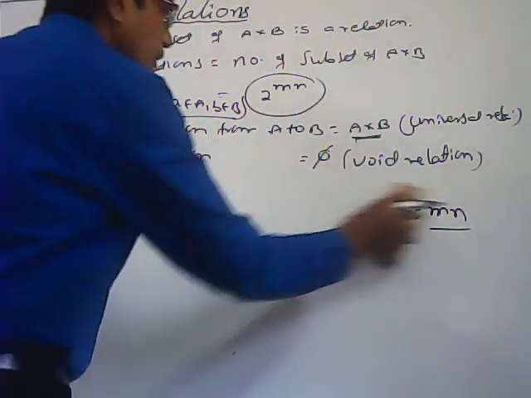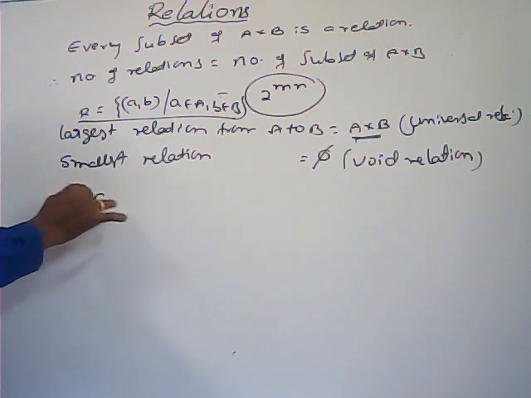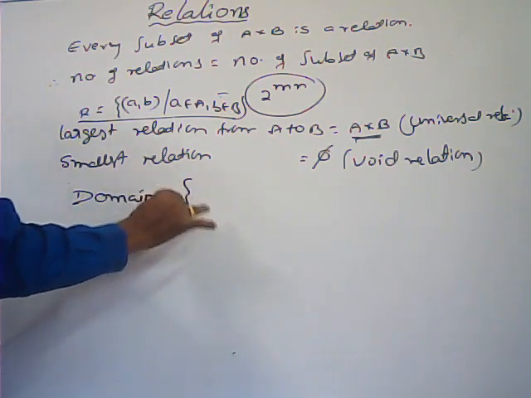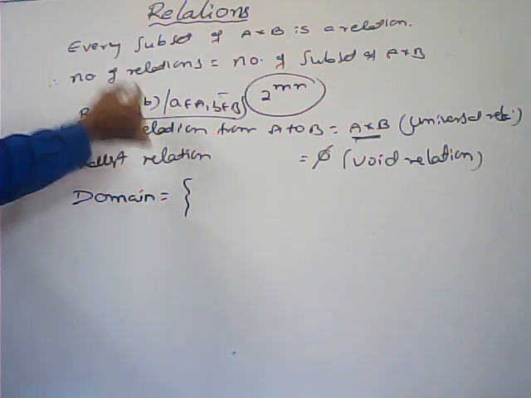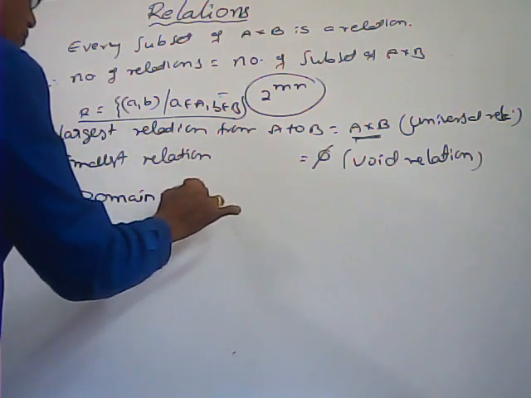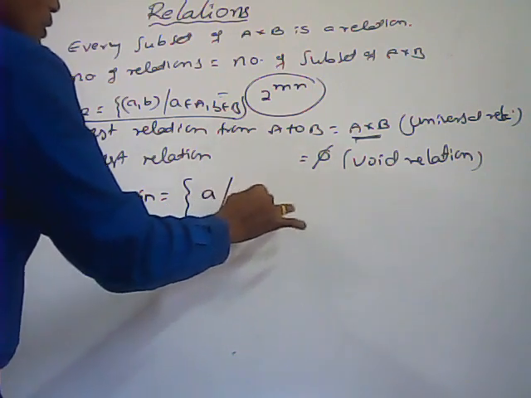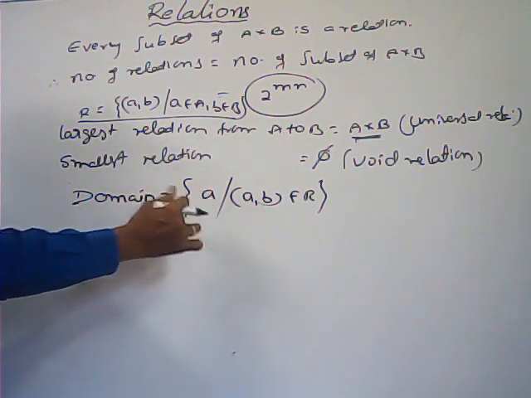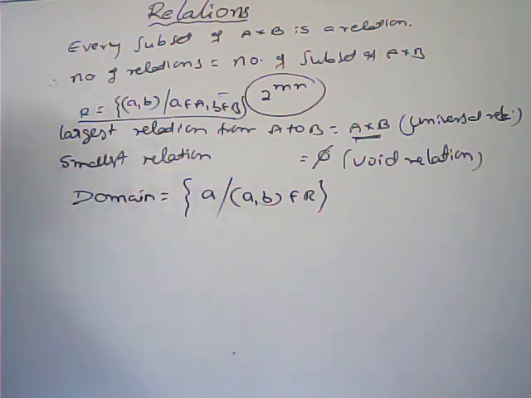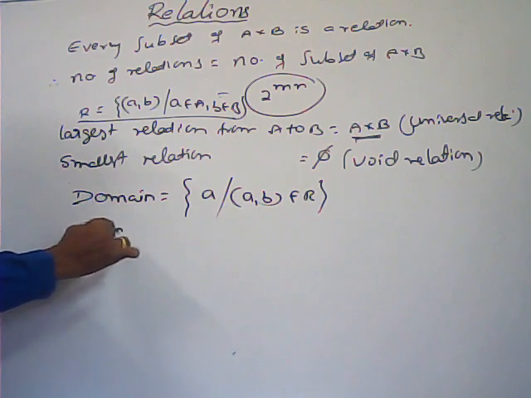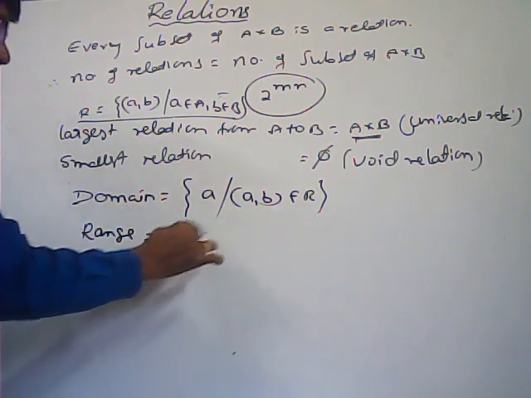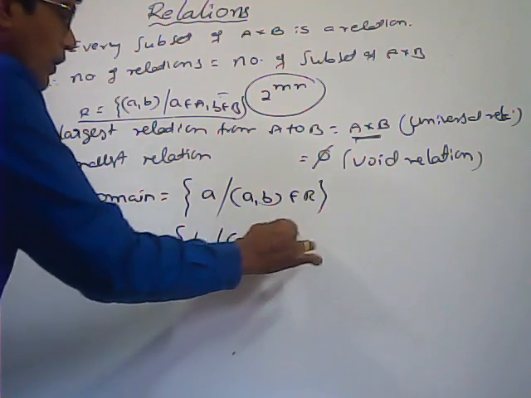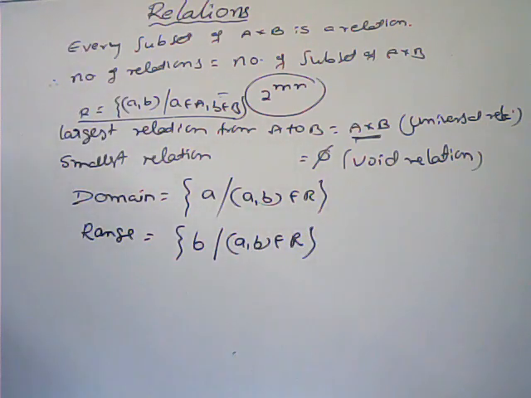Now, after writing that relation, how to write a domain? Domain, that is equal to, here this is the relation R, set of ordered pair A comma B. Now here what I am writing? A, where A comma B belongs to R. If A comma B belongs to R, domain, that is equal to A. So what to say here? The set of first elements in each ordered pair of R, that one we say domain. And what about the range? Range, that is equal to B such that A comma B belongs to R. The set of second elements in each ordered pair of R, that one we say range.